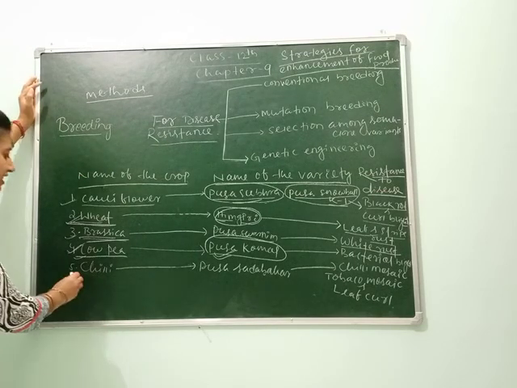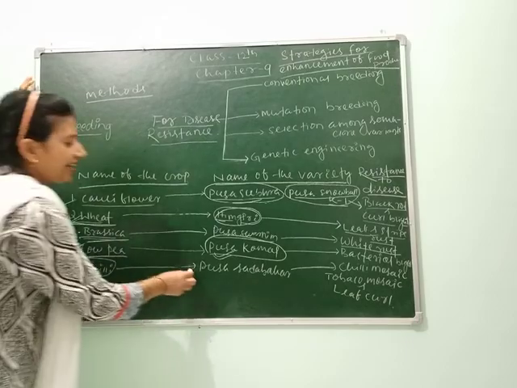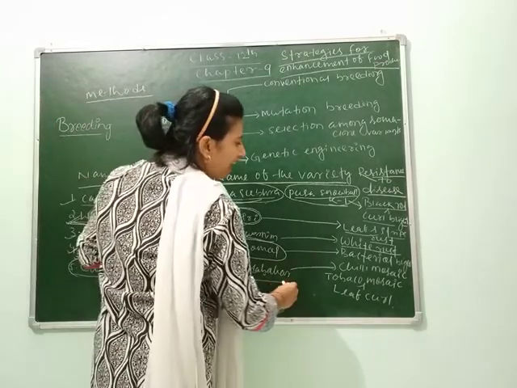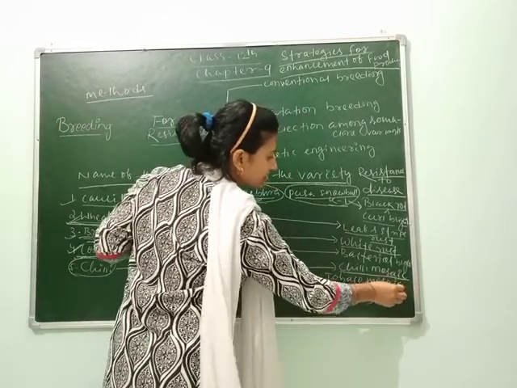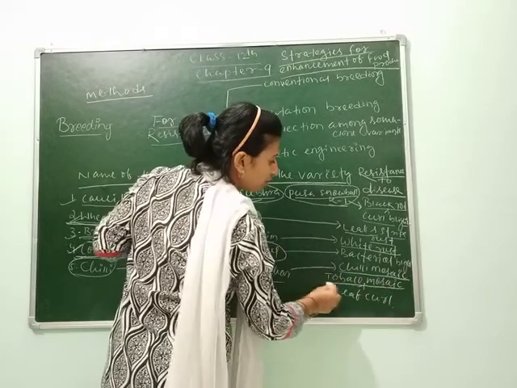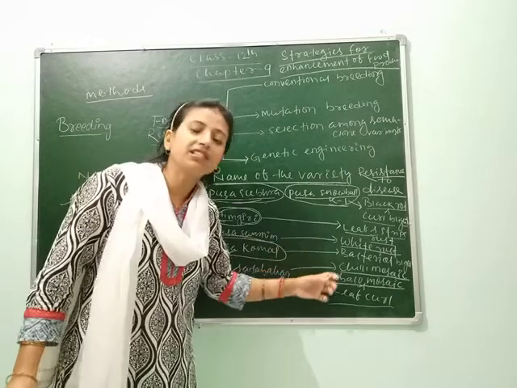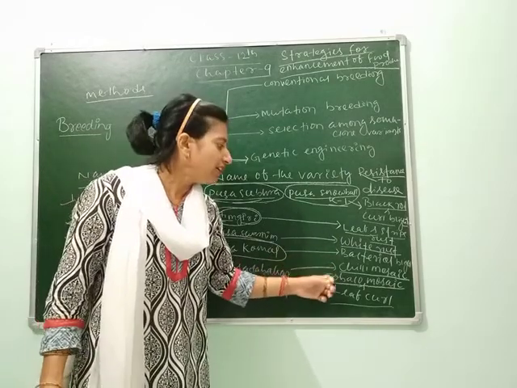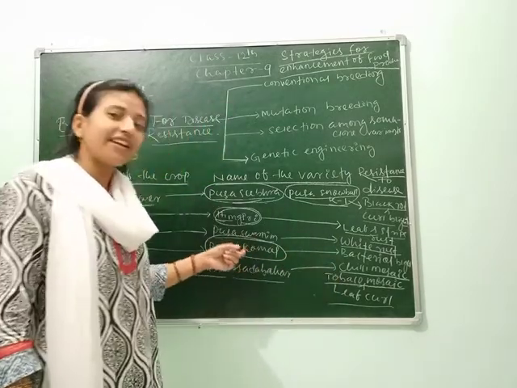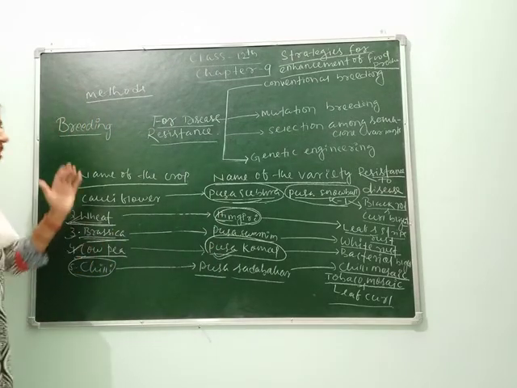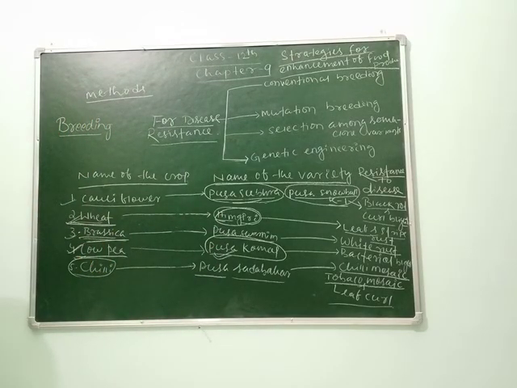bacterial blight. Next is your chili, whose variety is Pusa Sadabahar, and it is resistant to chili mosaic, tobacco mosaic, and also leaf curl. This means these disease causing factors will not be found in these varieties of the particular crops. This is conventional breeding technology.